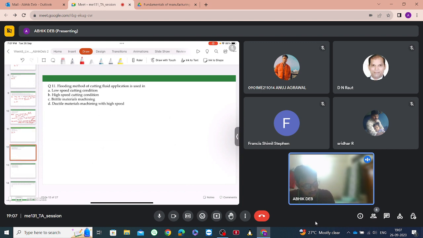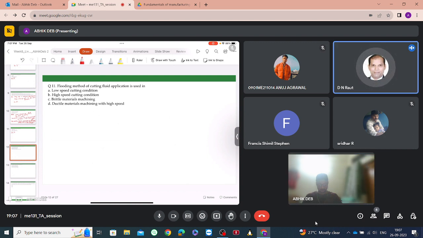Now, the next problem, the flooding method of cutting fluid application is used in which of these? Low speed cutting condition, high speed cutting condition, brittle materials machining, or ductile materials machining with high speed? Ductile material with high speed. Okay, but why ductile materials with high speed? Ductile material is going to increase the chip size, and the chip will increase the heat. But why flooding method?